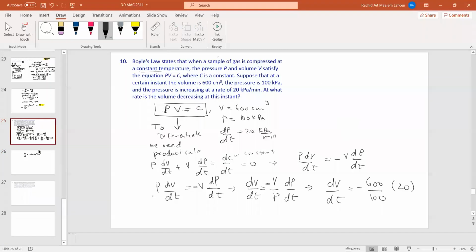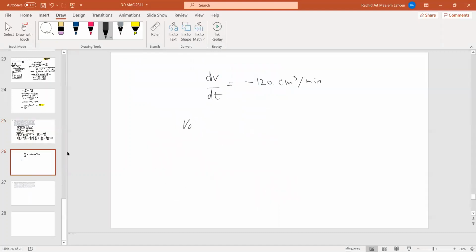So again, the statement: at what rate is the volume decreasing at this instant? So the volume is decreasing, at the instant that the question is about, at 120 cubic centimeters per minute.